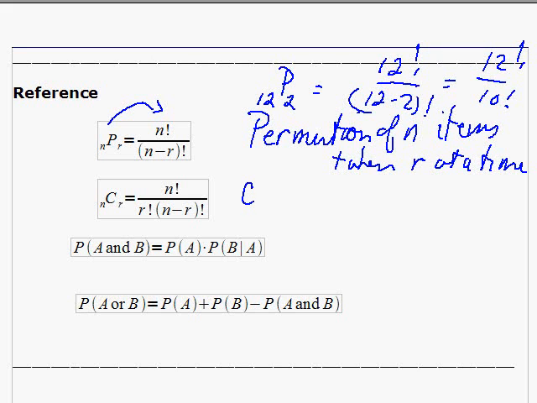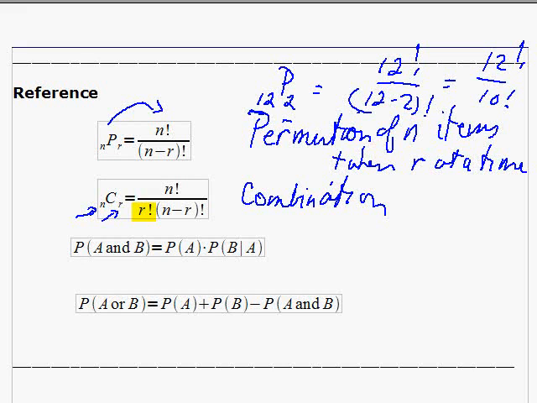Okay, so here's your same thing. Combination of n items taken r at a time. The n is the total number of items. R is however many of them you're going to take. For example, here's 12 items taken 2 at a time. This is exactly the same as for the permutations, with this extra feature: you divide by r factorial because there are fewer combinations than there are permutations. So look that up and make sure you're familiar with permutations and combinations.